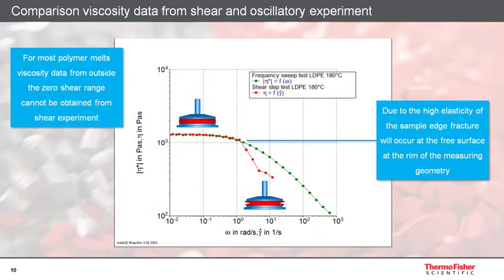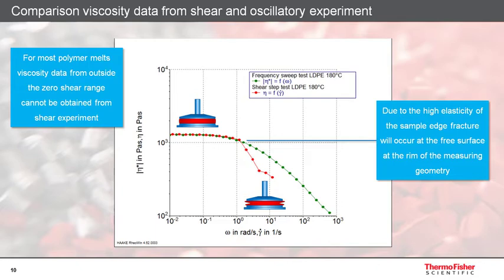The reason why rotational tests in many cases only provide reliable viscosity data in the low shear rate range is shown here. On this plot, we see the viscosity data for a low-density polyethylene tested at 180 degrees C. The red symbols present data that was obtained from a rotational test, while the green symbols show the results of an oscillation frequency sweep. When plotted against the angular frequency or the shear rate respectively, the results from both tests overlap in the low shear rate range. This confirms that the Cox-Merz rule is valid for this sample.